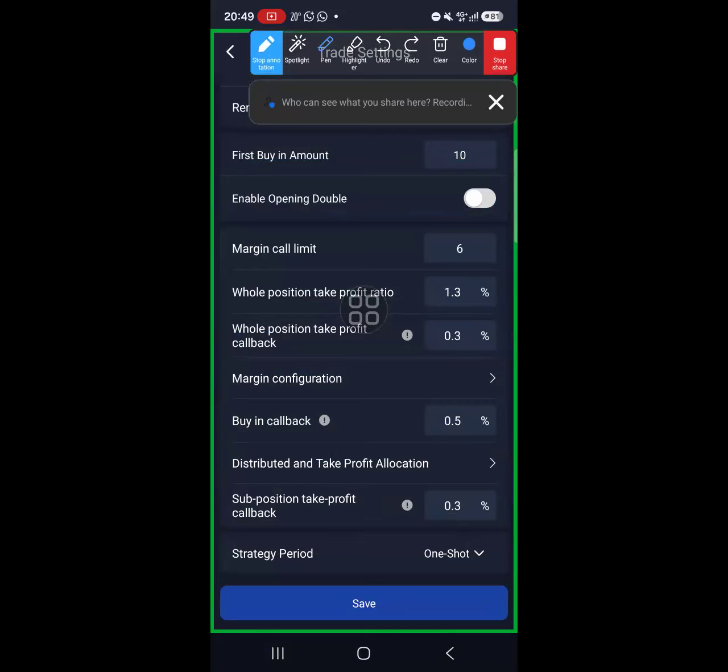Okay, here you will edit your take profit. You are going to change it according to what is in the signal. When it comes to take profit, they are telling you how much you should put. Okay? Now, there is what we call whole position take profit callback.